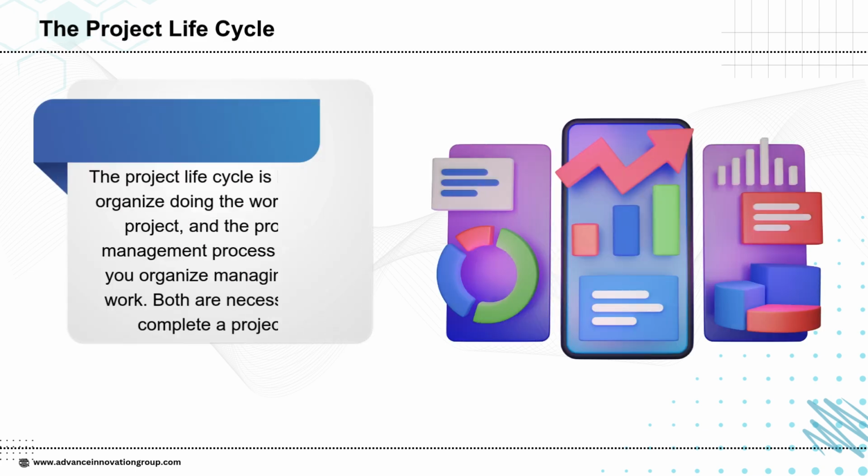The project life cycle represents the way we organize and carry out the actual work of a project. It shows the different stages a project goes through from beginning to end. Alongside this, the project management process is about how we manage and control that work to ensure it runs smoothly. Both the life cycle and the management process are essential, as one focuses on doing the work while the other focuses on managing it, and together they make a project successful.